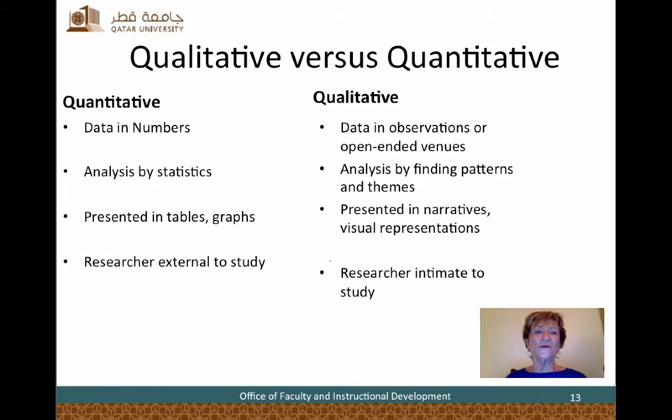So a quick review: what's the difference between quantitative and qualitative? In quantitative, the data is in numbers. The analysis is by statistics. It's usually presented in tables and graphs, and the researcher is external to the study. In qualitative, the data is in observations or open-ended responses. The analysis is through finding patterns and themes. It's usually presented in narratives and with visual representations, and the researcher is intimate to the study, a part of the study.